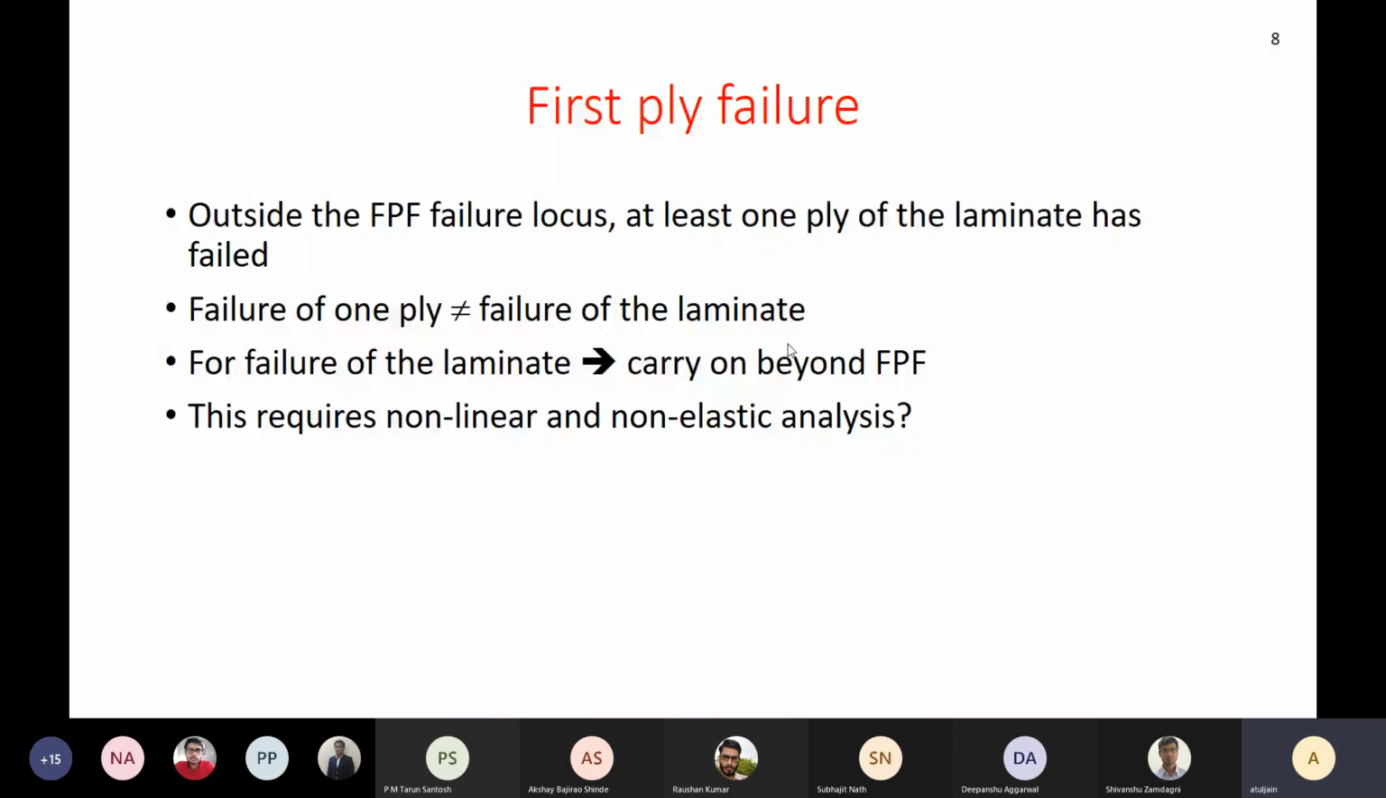Can the laminate carry on beyond the first ply failure? How can we do analysis like this? This is known as progressive damage.